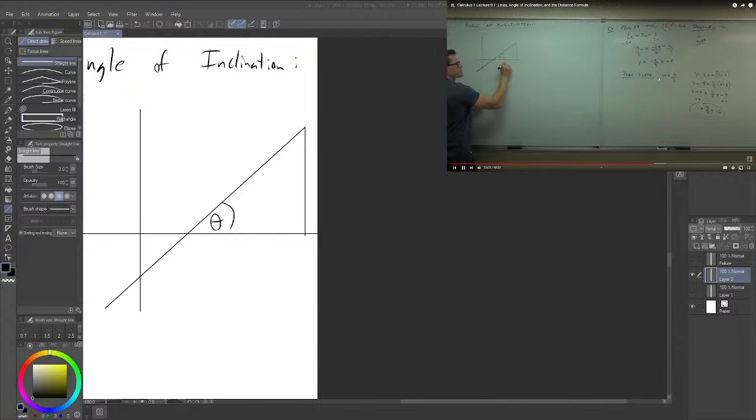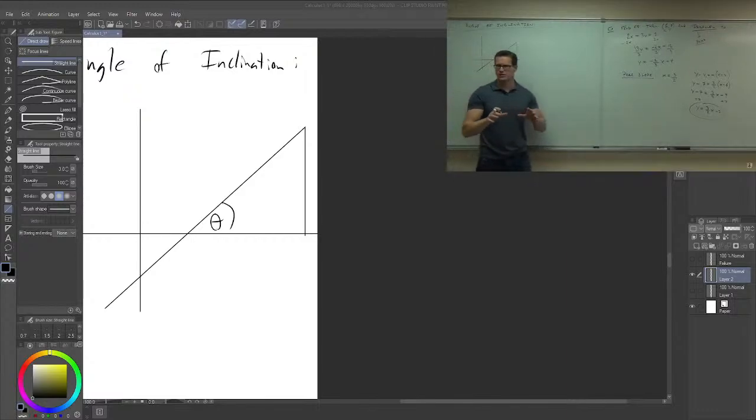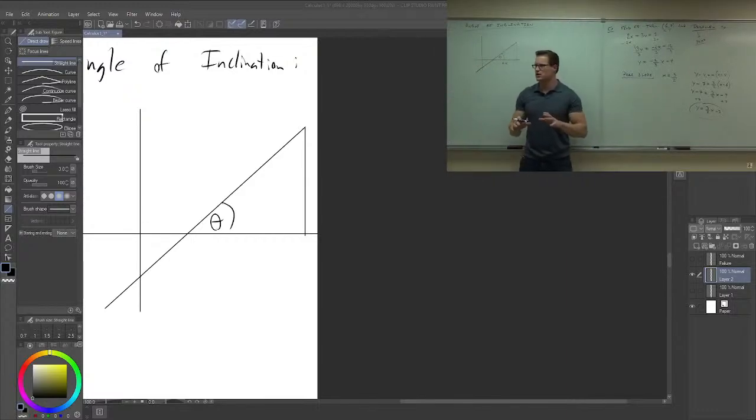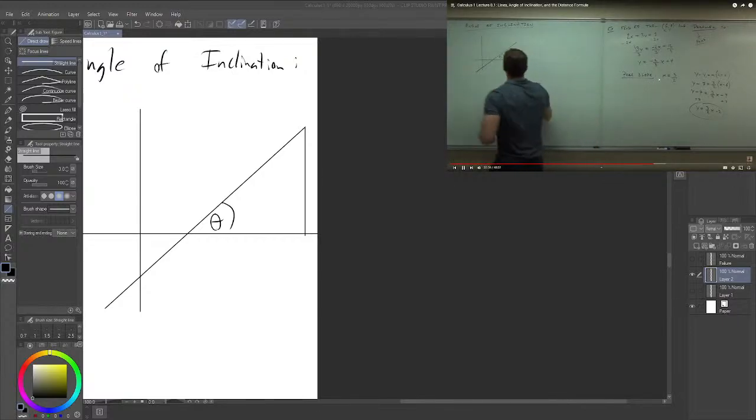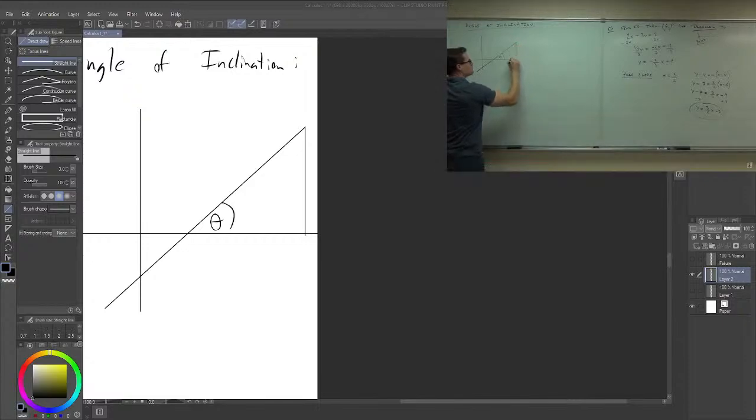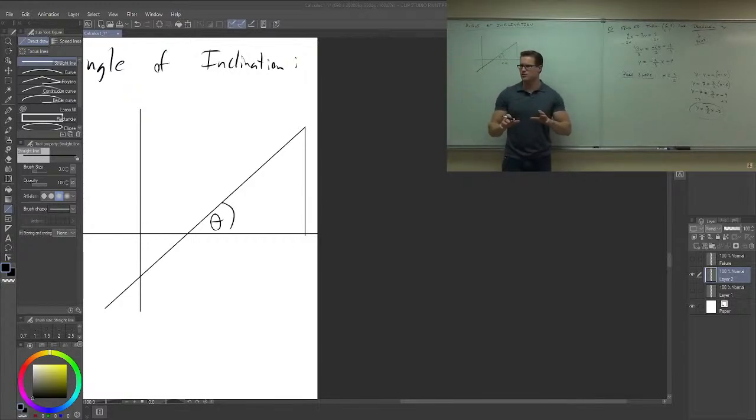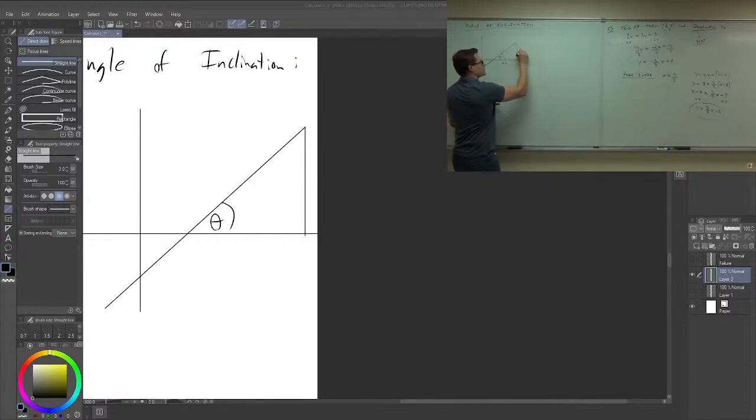If we think about the x and the y-axis, notice this we could represent as a change in x. You guys have seen that terminology before, the delta x, change in x? And this would be, well, the change in y.